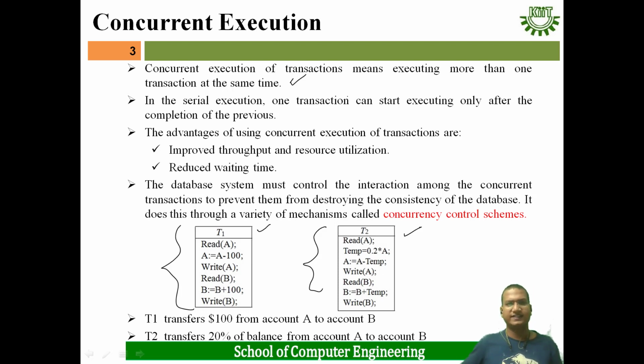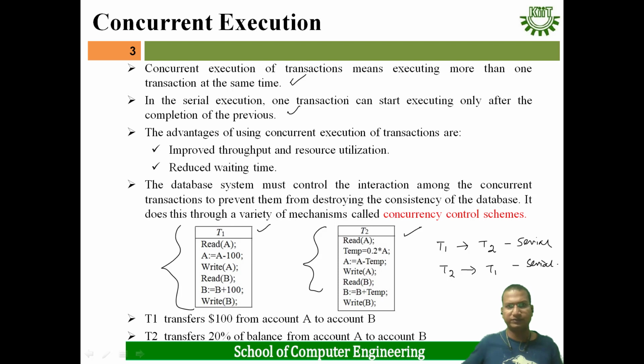In the serial execution, one transaction can start executing only after the completion of the previous one. So for T1 and T2, if we execute T1 and T2 in serial manner, then first T1 will be executed, then T2 will be executed, or first T2 will be executed, then T1 will be executed. This is a serial execution as well as this is a serial execution. This is just serial execution.